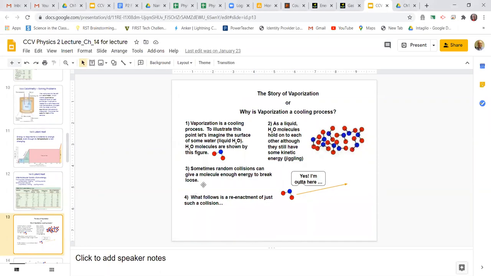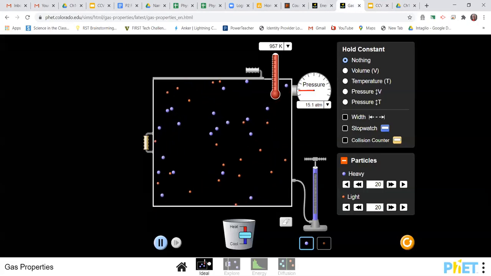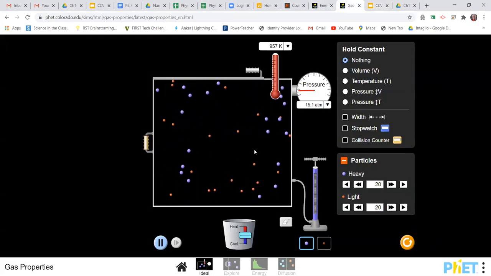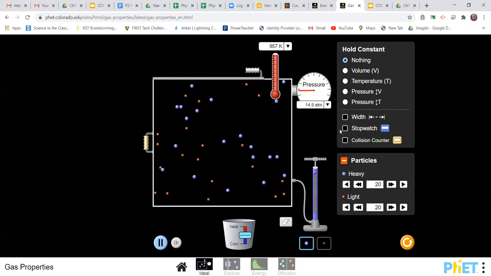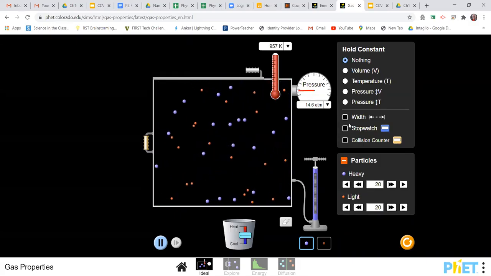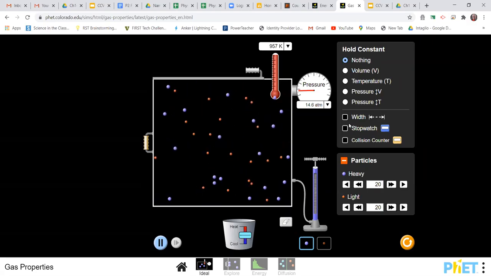Well, here's, again, I apologize. This is kind of sophomoric of me, but let's just do a little visualization of this. And essentially, actually, you know what I'll do? I'll do it with our gas properties one. So our gases are still milling around here. And I'm gonna do something that's a little bit different. I'm gonna see if I can turn gravity on.